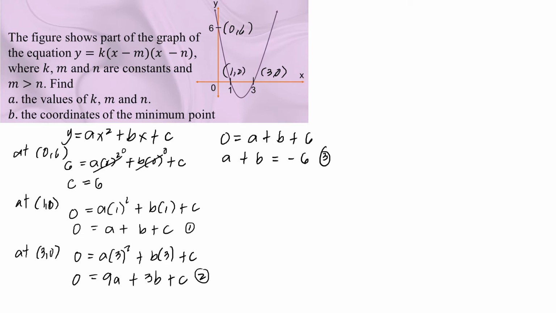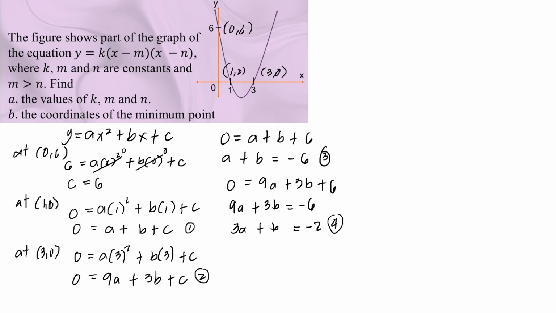Next, substitute natin yung c equals 6 sa equation 2. So, meron tayong 0 is equal to 9a plus 3b plus 6. Ulit, gamitin natin ang addition property of equality. Meron tayong 9a plus 3b equals negative 6. All terms of this equation can be divided by 3. So, divide all terms by 3. Meron tayong 3a plus b equals negative 2. Label natin to as equation 4.